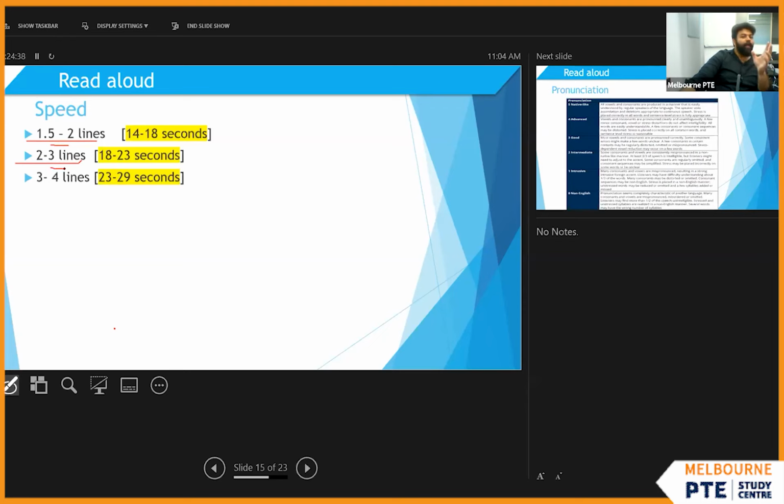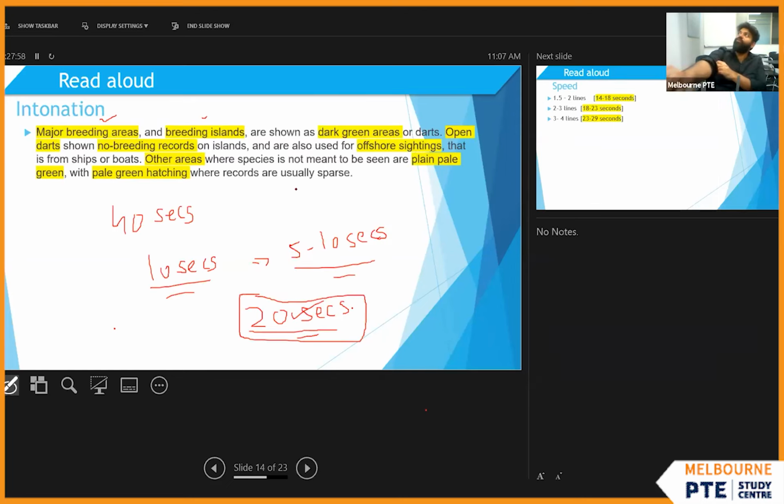But other than that, keep these rough time frames in mind to make sure you are not taking way too much time with your words. If you have 1.5 to 2 lines, keep your time frame roughly 14 to 18 seconds. If you have 2 to 3 lines, 18 to 23 seconds, and if it's a bit longer, the ideal time would be 23 to 29 seconds. This is in front of you, and then we'll talk a bit about pronunciation, and then we'll have a look at different questions.